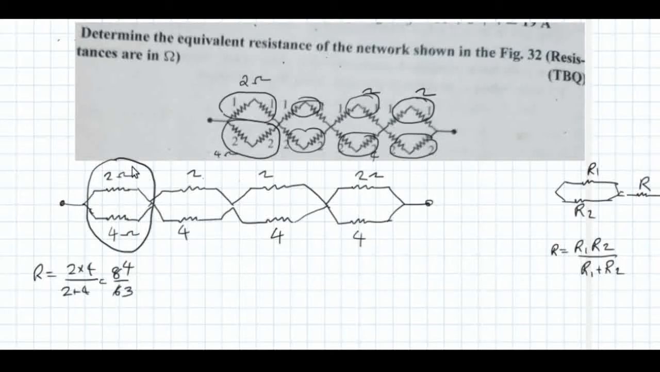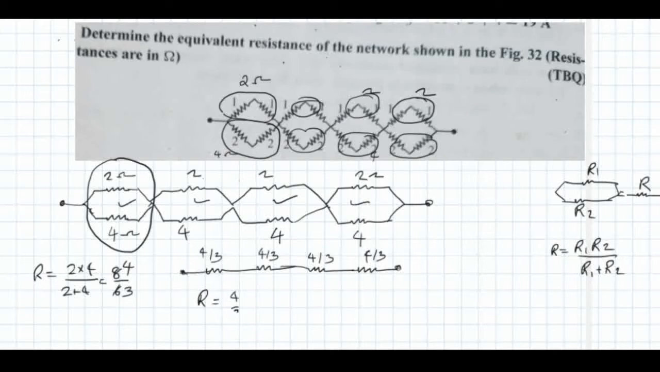So this branch has an effective resistance of 4/3 ohm. That means we may redraw this part with a single resistor of resistance 4/3 ohm. So for the first part 4/3 ohm, then for the next part again 4/3 ohm, then for the third part again 4/3 ohm, and for the last part again 4/3 ohm, and we can see all these 4/3 ohm resistors are in series.